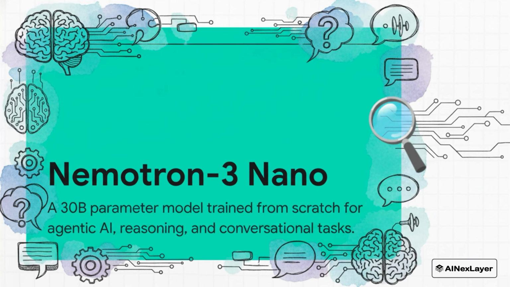So what exactly are we dealing with here? Nemotron 3 Nano is a 30 billion parameter model, which is a big number. But the key is what it's built for. It's optimized for agentic AI. Think of it this way. It's not just an AI that answers your questions. It's one that can actually do things for you. You pair that with some powerful reasoning skills, and suddenly you've got something pretty special on your hands.